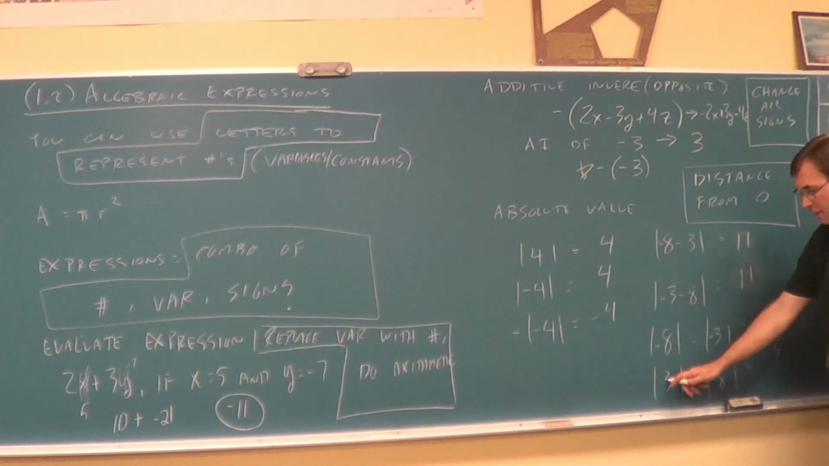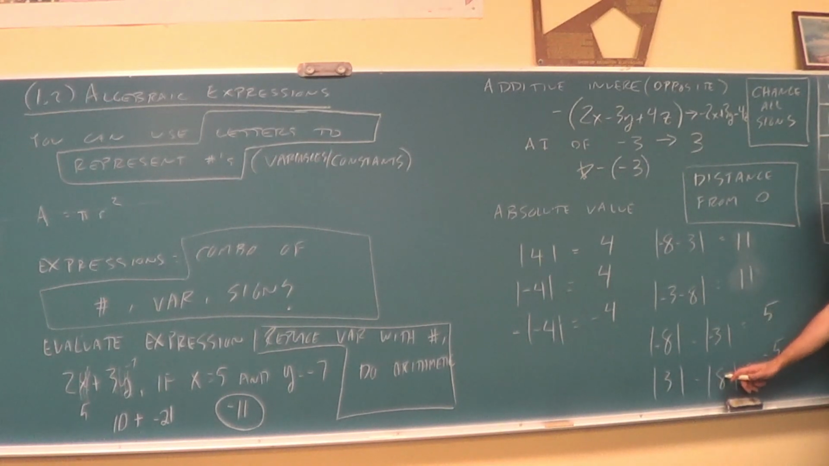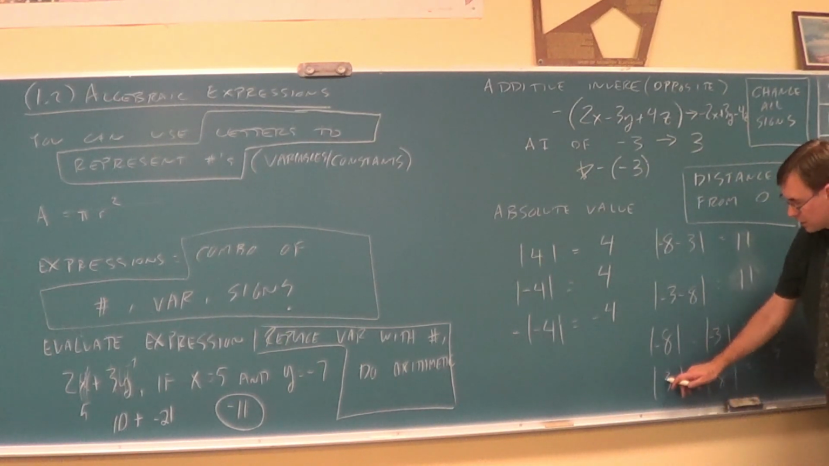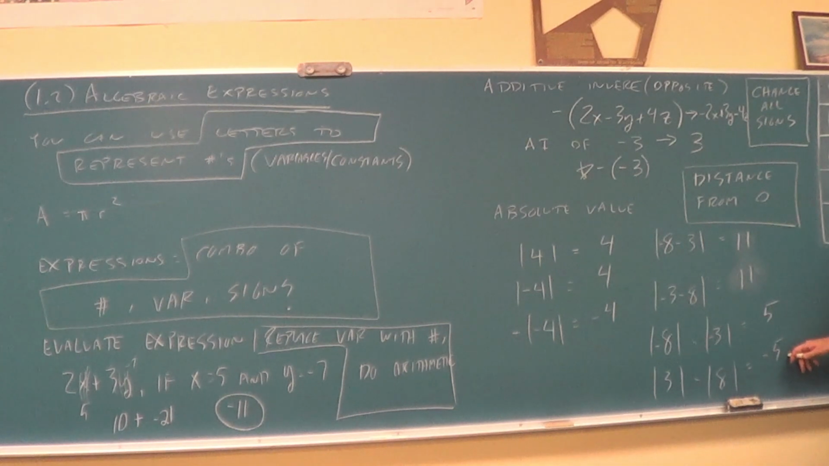The bars leave that in 3, the bars leave that in 8. After you're done thinking bars, 3 minus 8 is negative 5. Would that change anything? No.